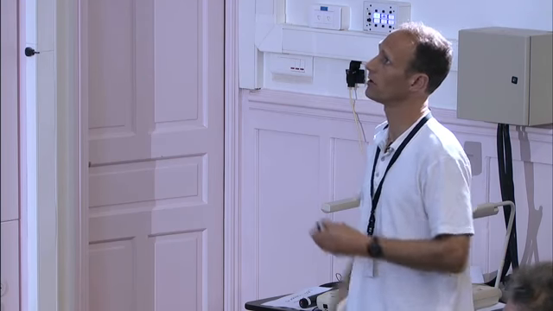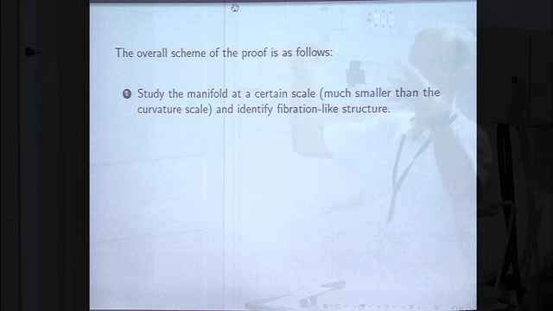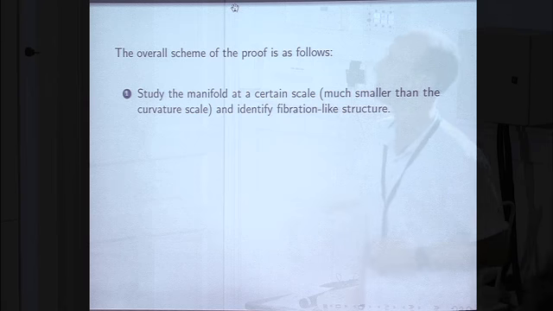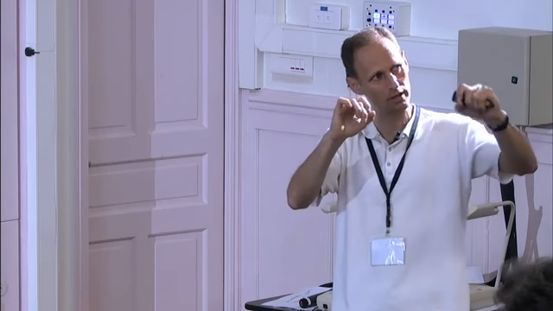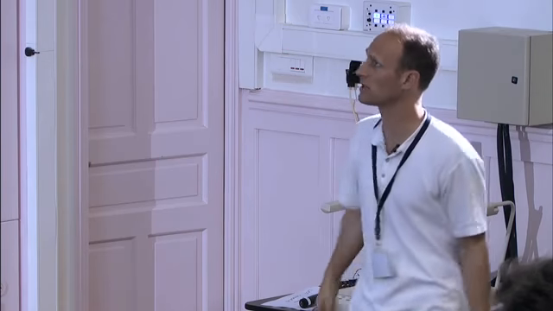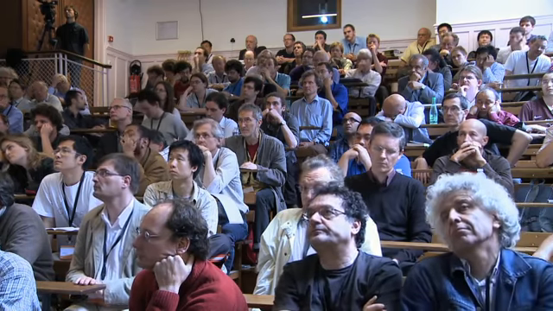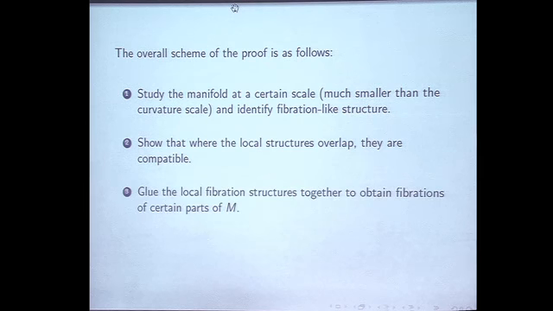So now with this kind of preview, the scheme of the proof goes as follows. First, we're going to study the manifold at a certain scale. It's actually not going to be a volume scale, it will be some modified version, but it's a scale much smaller than the curvature scale. And at that scale, near every point, we're going to identify some geometric structure, which will be like a fibration. In the second step, we'll have this structure near every point in the manifold when it's viewed at an appropriate scale. Then the next step is to see what happens when these structures overlap at nearby points. You want to see that the structures are somehow compatible. And so once you've done that, it becomes possible to try to glue them together.